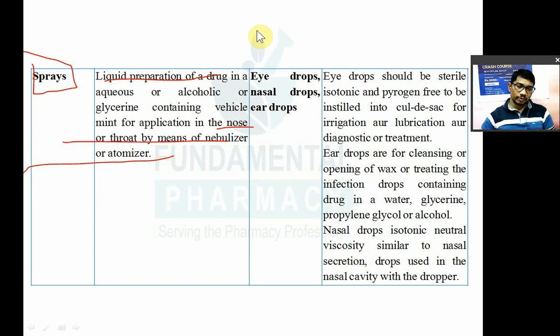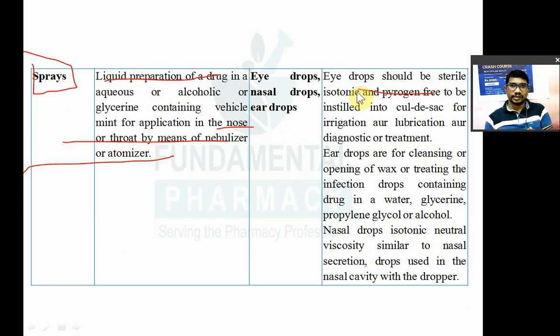भाप लेने के लिए लेके जाते हो, वो क्या है, एज अ स्प्रे. देन नजल ड्रॉप्स, आई ड्रॉप, एयर ड्रॉप, ये भी है. सो आई ड्रॉप क्या होते हैं, दे आर द स्टराइल प्रिपरेशन. Isotonic with the tears and poison free, and they should be instilled into cul-de-sac.